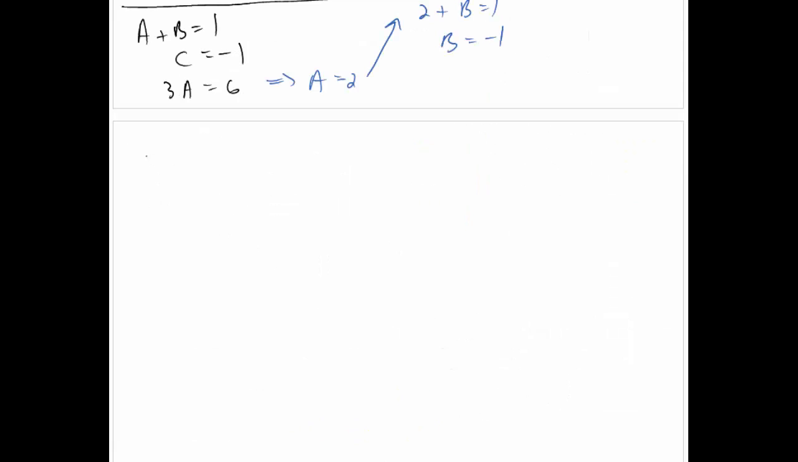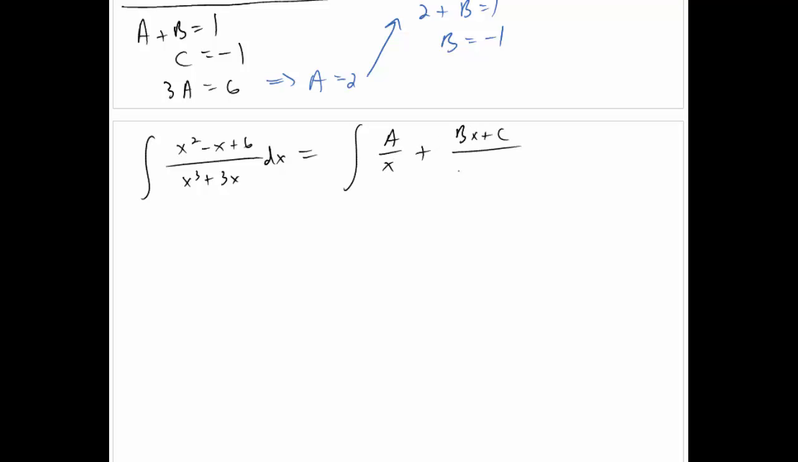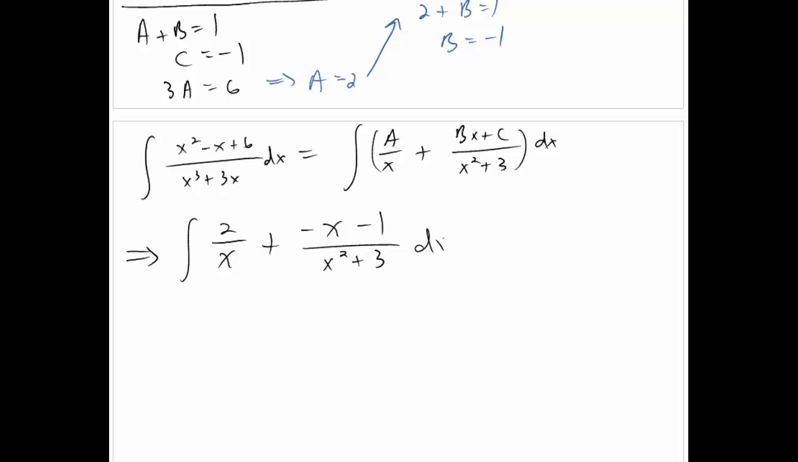So, the integral of x squared minus x plus 6 over x cubed plus 3x dx is equal to the integral of a over x plus bx plus c over x squared plus 3 dx. And so this then becomes the integral of 2 over x plus negative x minus 1 over x squared plus 3 dx, because b was negative 1 and c was negative 1.